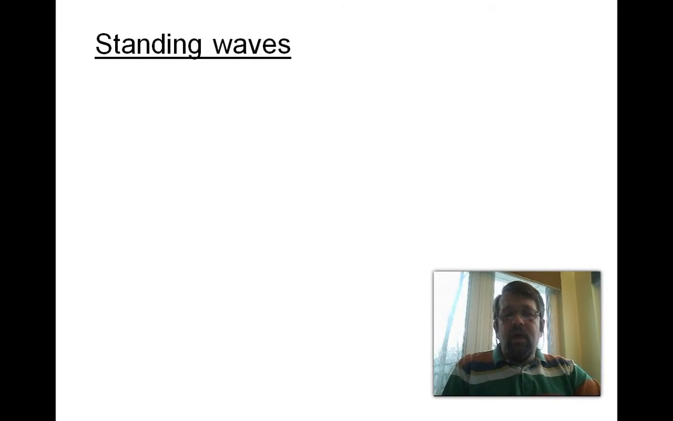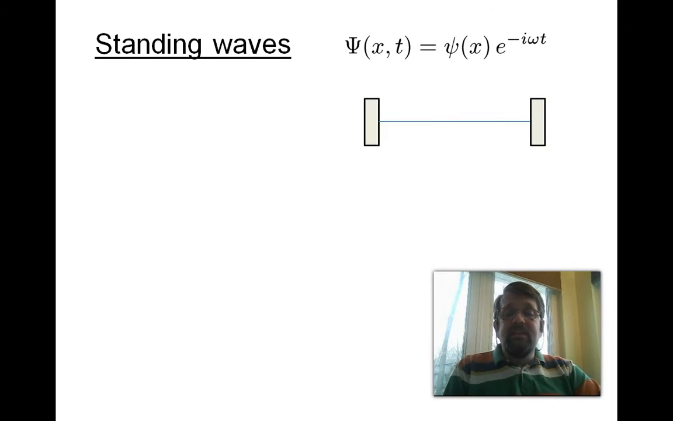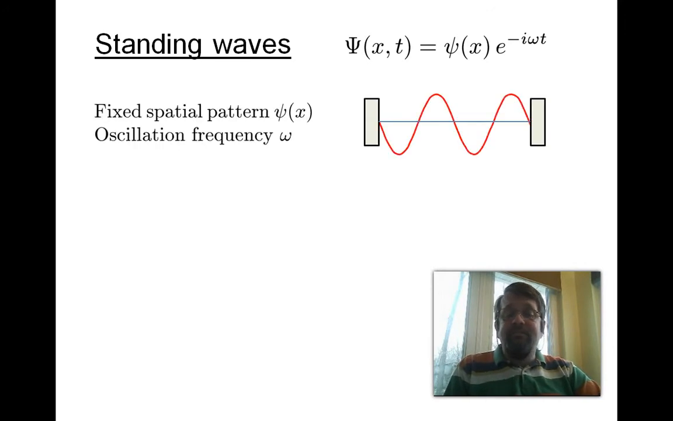Now, we can also apply these ideas to standing waves. Now you remember what standing waves are. In our situation, a standing wave, psi of x and t, will be some psi of x times an oscillation e to the minus i omega t. That is to say, we'll have a fixed spatial pattern given by psi of x. And there's also an oscillation frequency, omega, which will tell how things depend on time. But the spatial pattern itself doesn't change in time. It just oscillates in a fixed way.